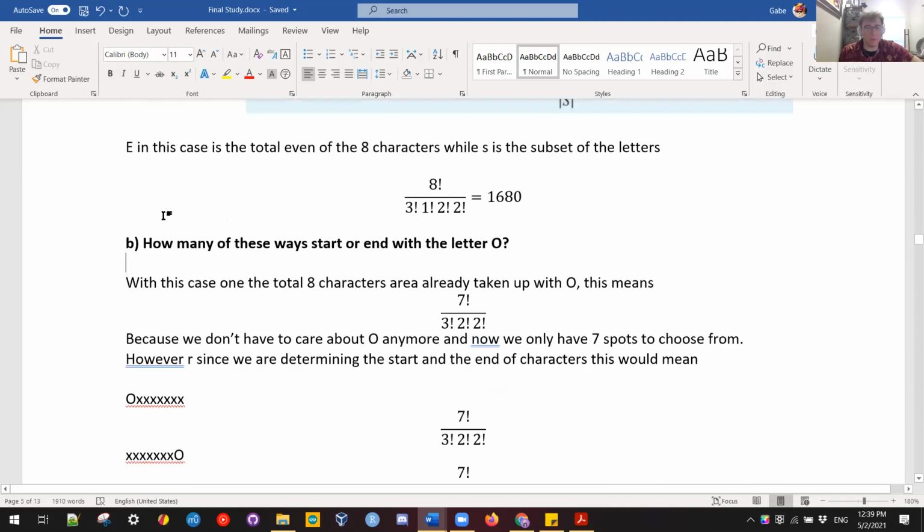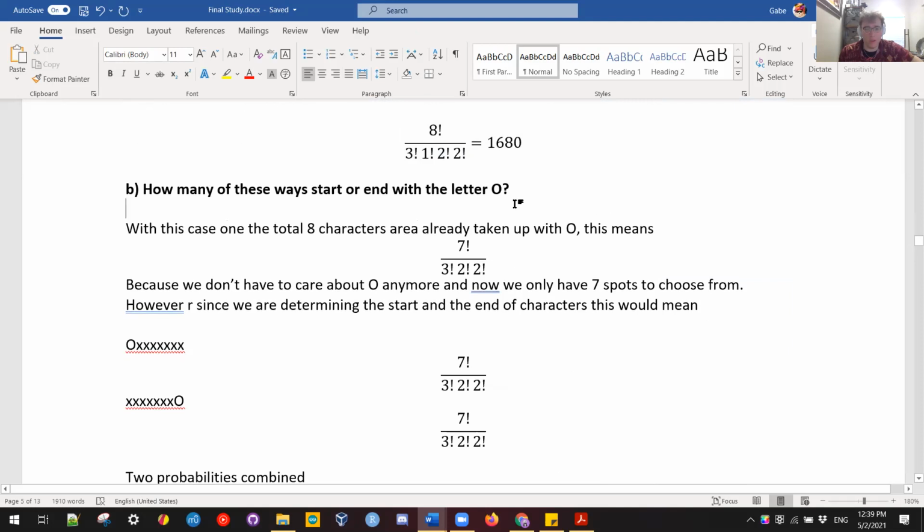And then how many of these ways start or end with O? So there's only one O. So we can take out O since it's already regarded. It's like it's already placed, right? Yeah, so we can't choose from it, which helps with your explanation as well, I think, because now we only have 7 to choose from, and we don't have an option of choosing the O, which is why it's gone, which is why it's not in the denominator anymore. So that makes a lot more sense for me.